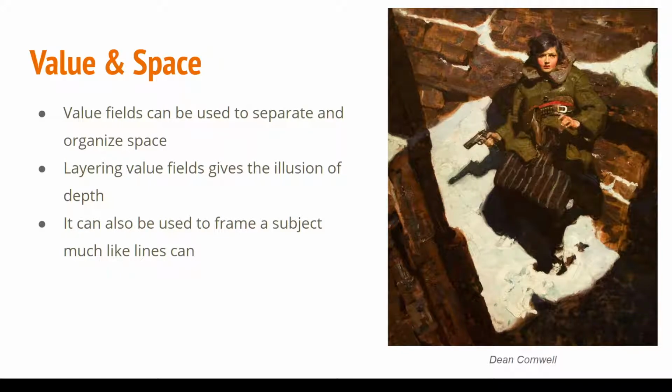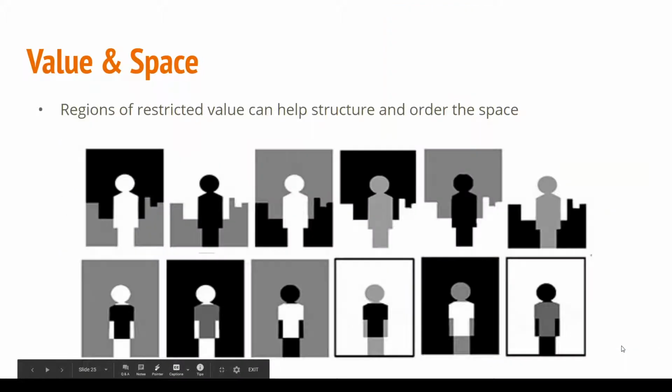Value can be used to separate space and describe space in a way that we separate the foreground, middle ground, and background from each other, and add depth to our scene. And also by defining or simplifying space, we can more easily simplify our scene visually so the viewer can focus on what's important. And we'll take a look at a few of those examples.